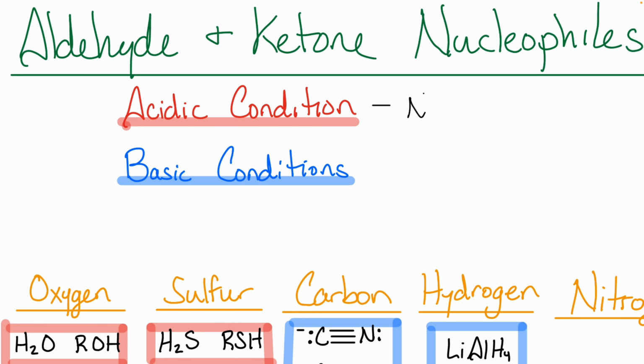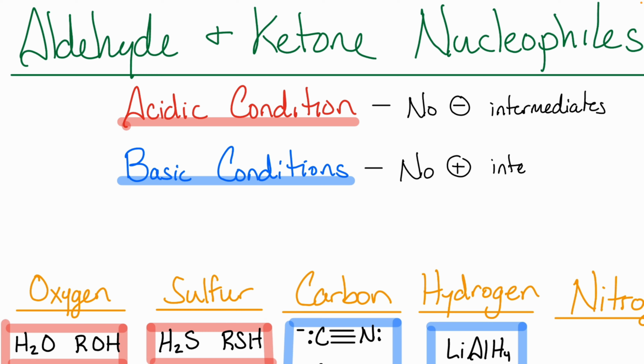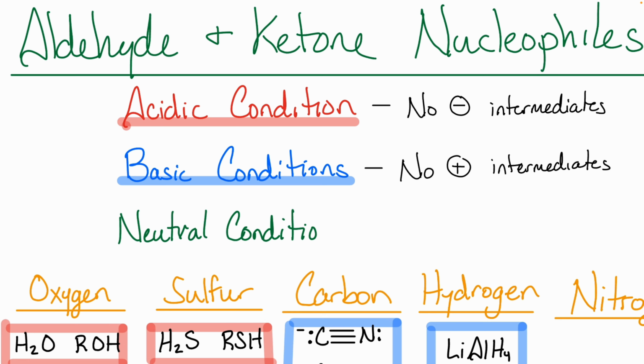No negative intermediates. Under basic conditions, no positive intermediates. But now we're going to introduce a third category, what we call our neutral conditions. Under neutral conditions, all of those restrictions go away. We can have both positive and negative intermediates.